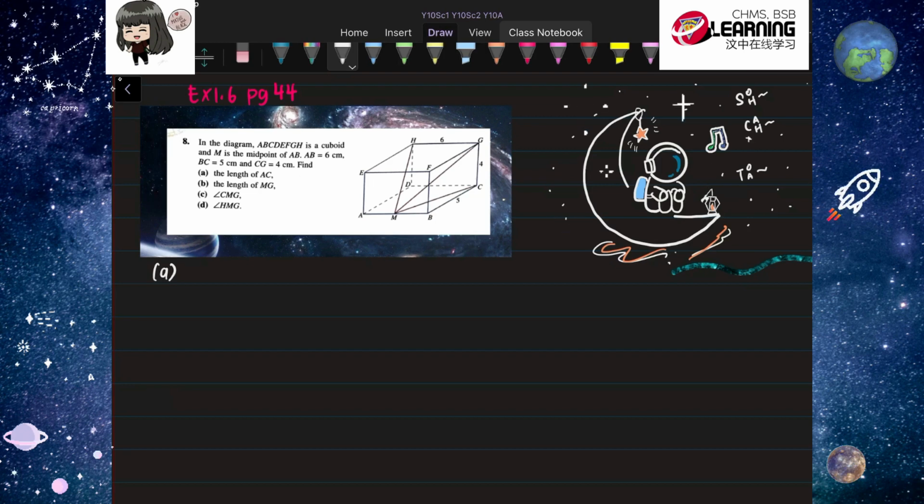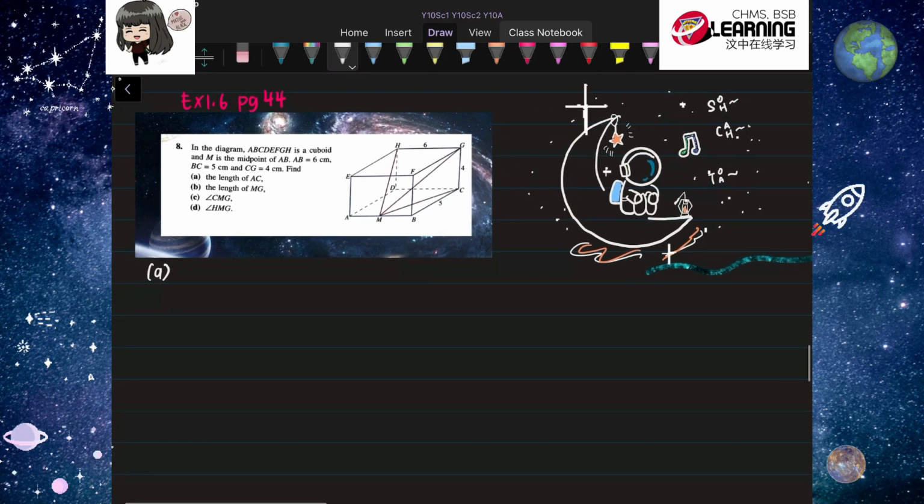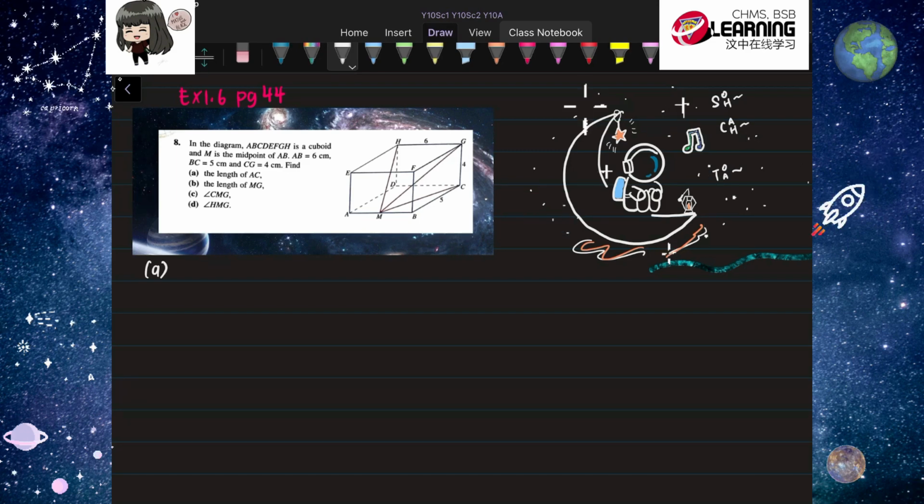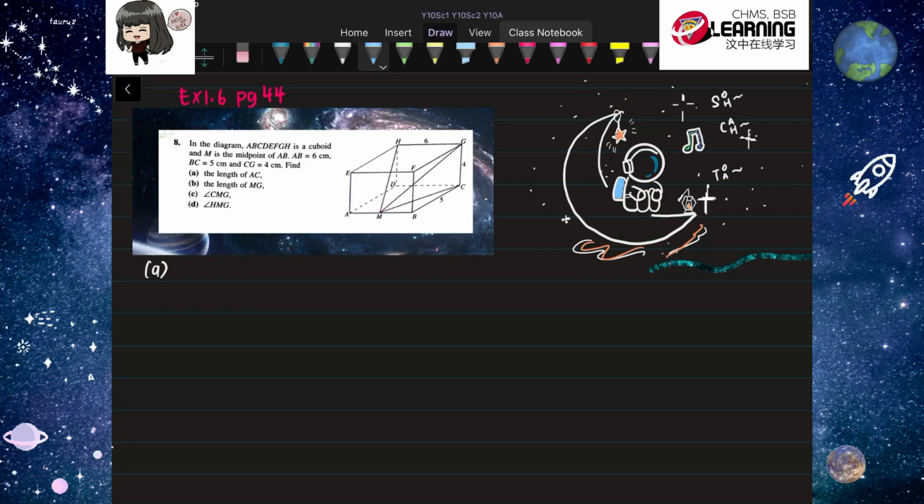You can try to do it on your own first. You can pause the video and try to do it by yourself first, and then compare with my answer. In the diagram, ABCDEFGH is a cuboid and M is the midpoint of AB. AB is 6, already in the diagram. BC is 5 in the diagram. CG is 4, in the diagram. Find the length of AC. So AC here is this one.